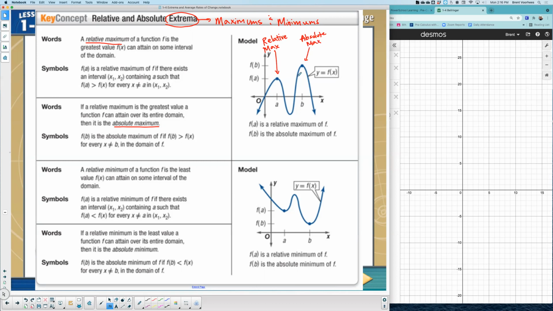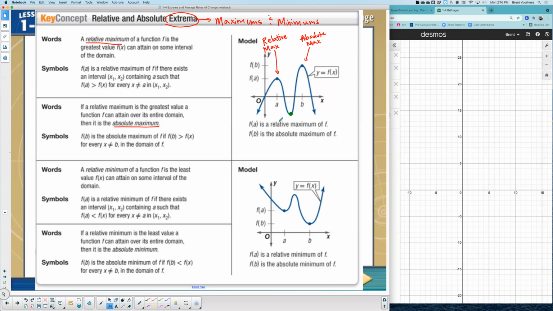The difference is the absolute max is higher than the relative. So again, anytime you have a change of direction from increasing to decreasing, you get a maximum. Now I have a question. I bet you can figure this out pretty quick. This one's not labeled. What do you think they would call this point right there?